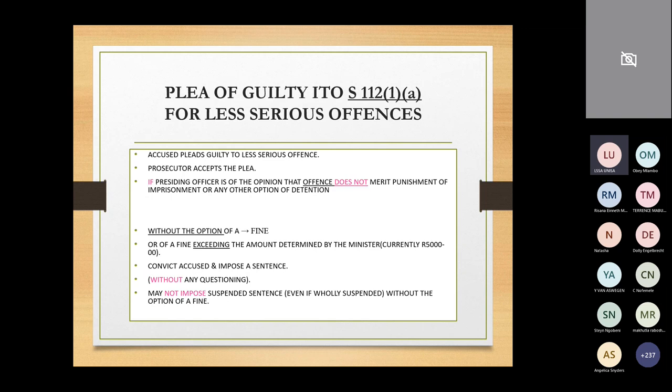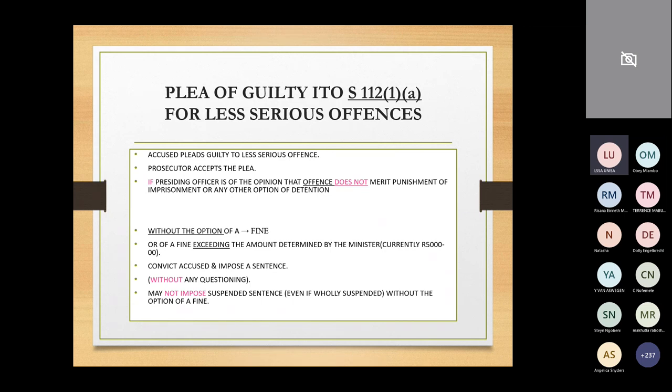And in terms of section 112(1)(b), or even section 112(2), where you are representing your client, your client can raise his hand in the dock to say, no, I didn't say so, or no, I didn't do this, or I have changed my mind, I'm no longer pleading guilty. Then the court will have to amend the plea of guilty to a plea of not guilty in terms of section 113 of the Criminal Procedure Act.